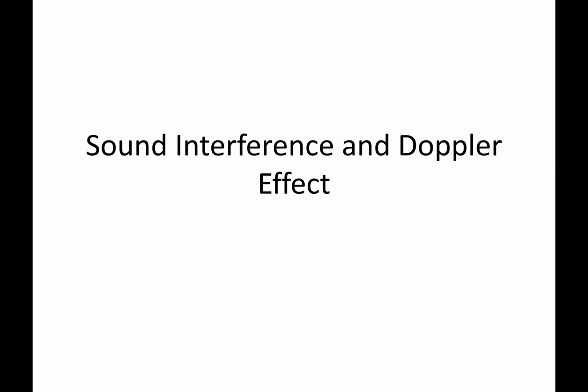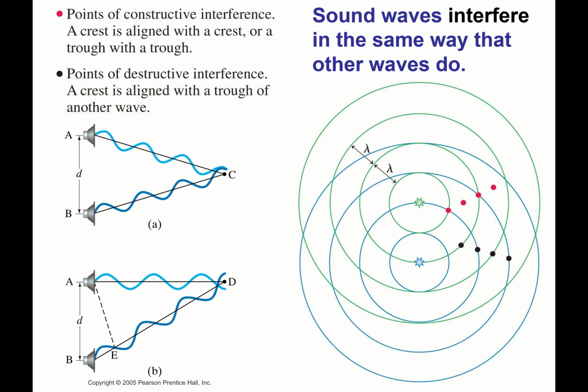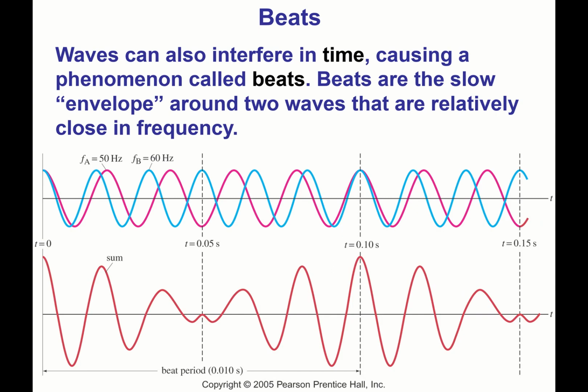In this quest, we're going to talk about sound interference in terms of beats and also the Doppler effect. So remember, sound waves interfere just the same way other waves do. They add together. So if you get two peaks or two troughs at a time, you'll get constructive interference. If you have a peak and a trough together, they'll destroy each other and you'll get destructive interference. So depending where you're sitting in a room compared to speakers, you may or may not hear the sound very well. Waves can also interfere in time.